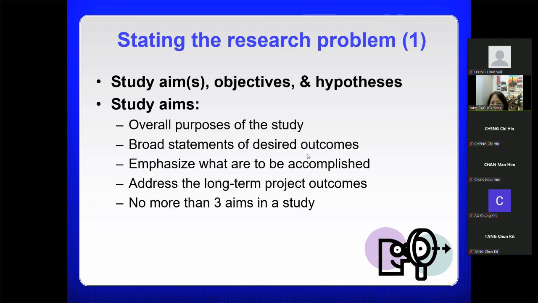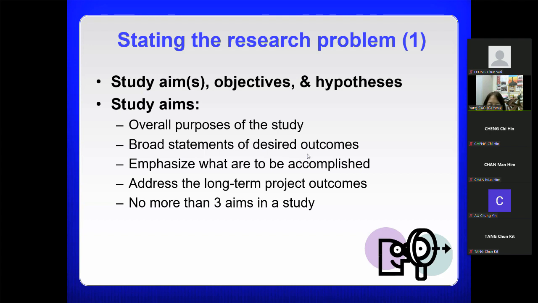So for our proposal in this course and later on your honors project, we request the study design, study aim, objectives, and hypothesis only. That's why I focused my lectures on these three things. Study aims usually state the overall purpose of the study.